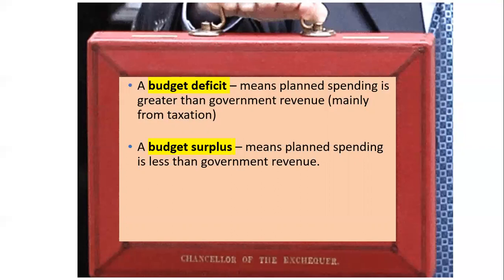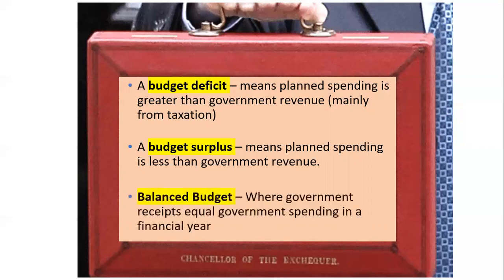A balanced budget then is when government receipts or revenue equal government spending in a financial year. So when the government operates a balanced budget, the exact figure of money coming into an economy exactly equals the exact figure of money going out of the economy through government spending.